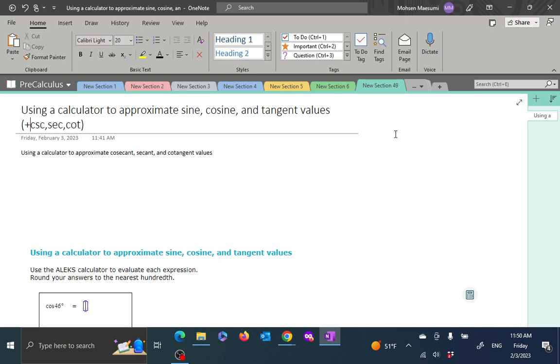Hi, welcome to our mini lecture on pre-calculus. Today's topic is very short: using a calculator to approximate sine, cosine and tangent values, and then there is another section for secant, cosecant and cotangent. I'm combining both of them here because it's a very short topic.